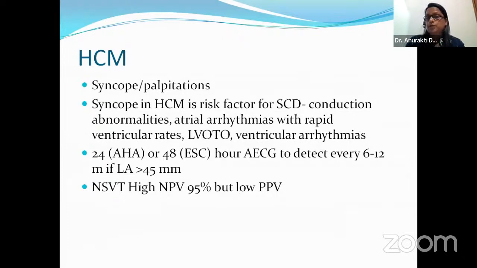So if the MRI suggests myocardial fibrosis, which is quite high, or if the LA diameter you see on echo is more than 45 millimeters, the recommendation is to do AECG every 6 to 12 months. They say 24 hours by AHA, and the European Society says up to 48 hours. So that also has very high negative predictive value. If you do a 48-hour Holter and you don't see any arrhythmias, any NSVT, then it has a high negative predictive value that the patient is not having symptoms due to NSVT.